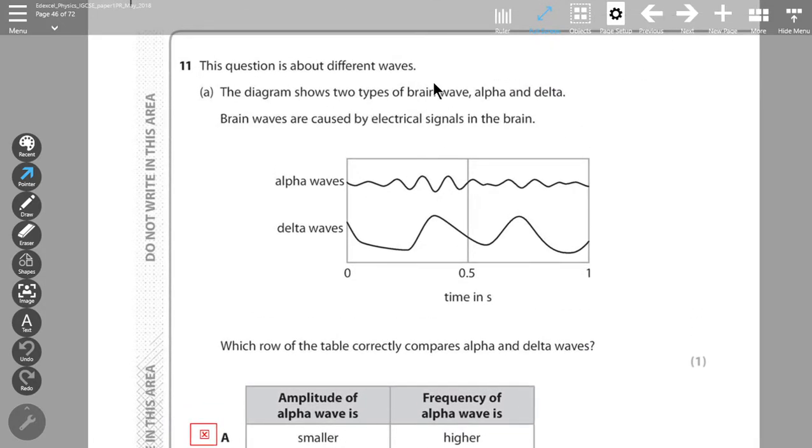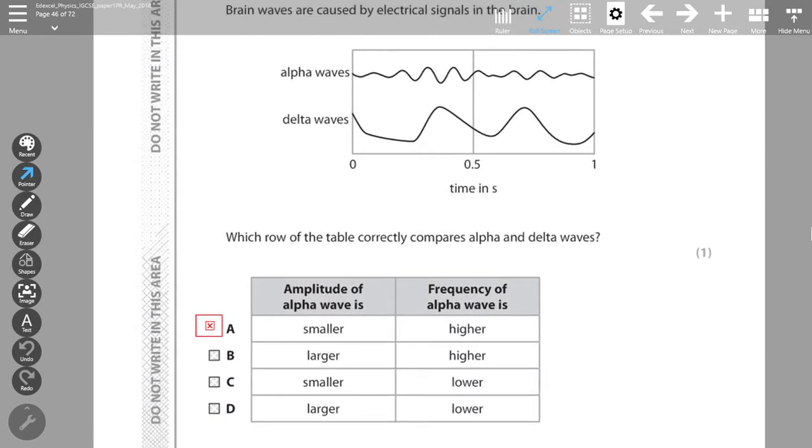This question is about different waves. The diagram shows 2 types of brain wave, alpha and beta. Brain waves are caused by electrical signals in the brain. Which of the table correctly compares alpha and delta waves? So amplitude and frequency.